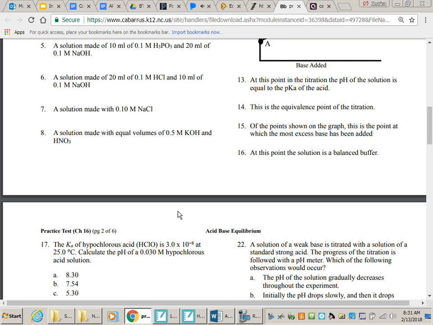6. What was the answer? Because you still have strong acid left over, and it can't compete, right? Equimolar would be the equivalence point, which means salt hydrolysis, which would be sodium chloride, which would be a neutral pH. 7. Neutral salt, right? pH 7. A solution made of equimolar or equal volumes of KOH and nitric acid.